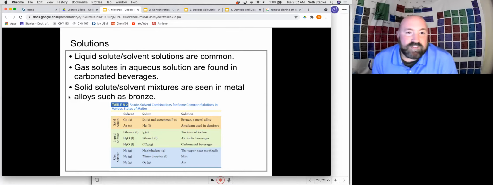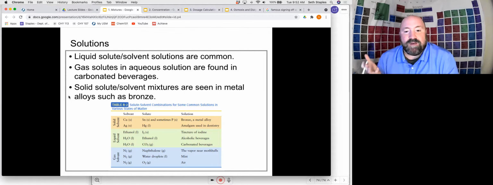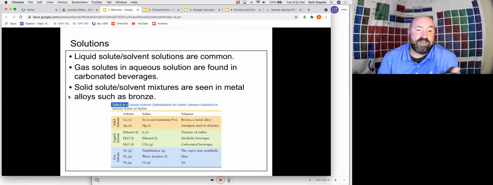If we look at different types of solutions, liquid solute and solvent solutions are fairly common, where both your solute and your solvent are liquids. We can have gas solutes in an aqueous solution. That's what a carbonated beverage is. Pop open your soda, and you hear that fizz coming out. Some of that fizz is carbon dioxide, which is dissolved into the water. And so that's absolutely a solution in which gas is our solute and the water is our solvent.